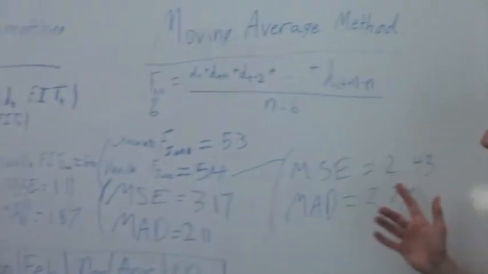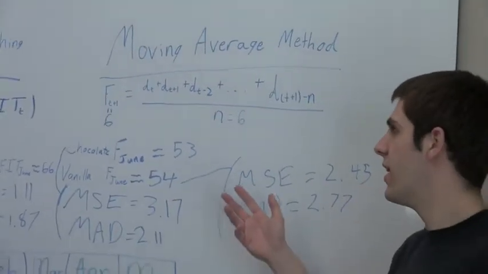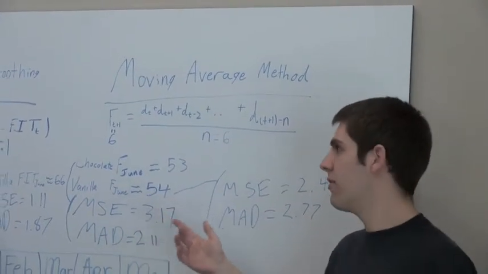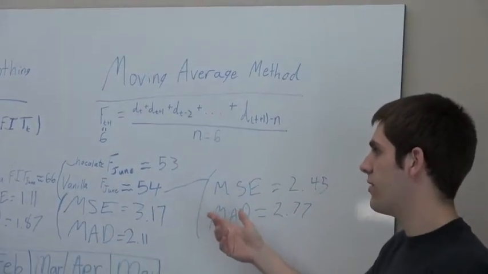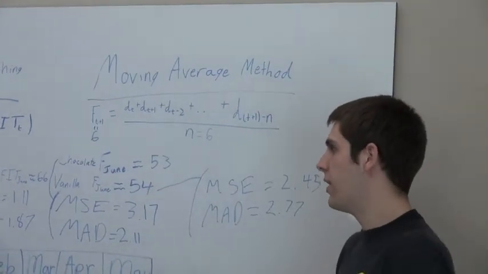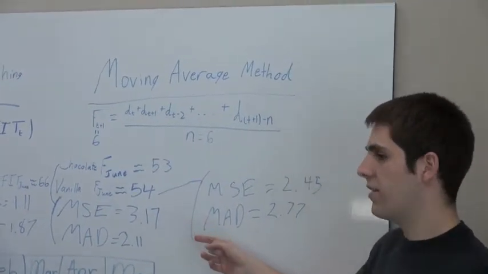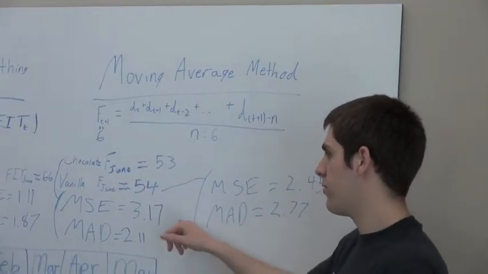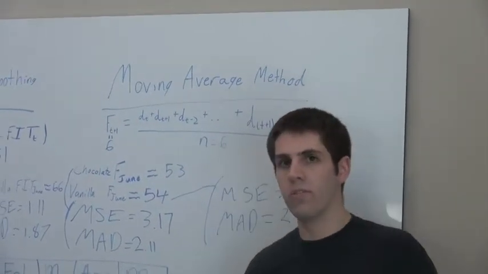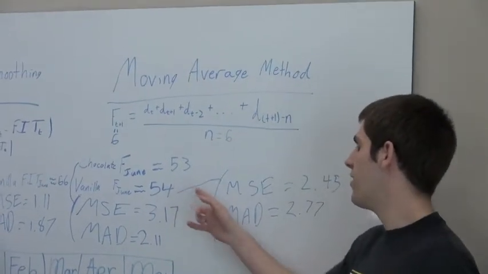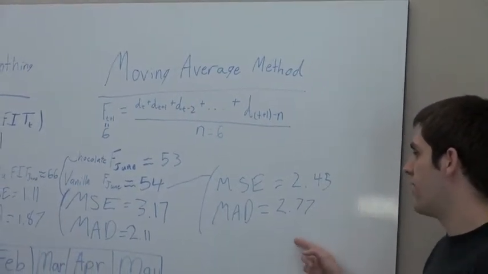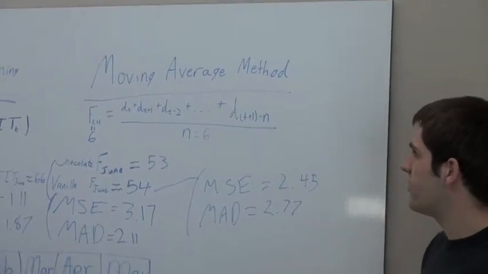And with the moving average method, our chocolate cone forecast for June was 53, and for vanilla it was 54, where the mean squared error and the mean absolute deviation for the chocolate cones in June were 3.17 and 2.11 respectively. For vanilla, the mean squared error was 2.45, the mean absolute deviation was 2.77.